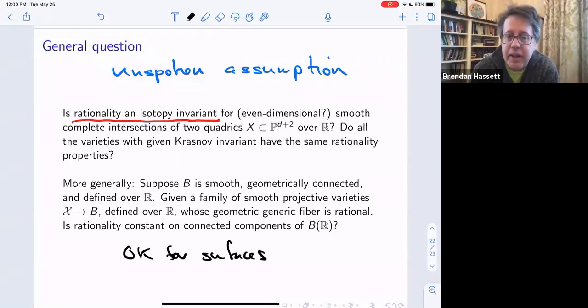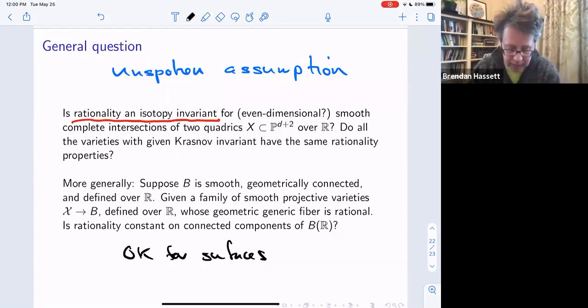But that's basically because the rationality properties are determined by the structures of the lines. Yeah, so it's a general question: to what extent over R is isotopy a reasonable notion for organizing rationality, provided that all the varieties involved are rational over the complex numbers?